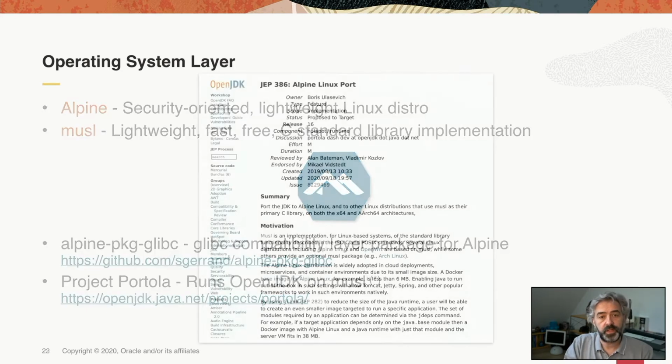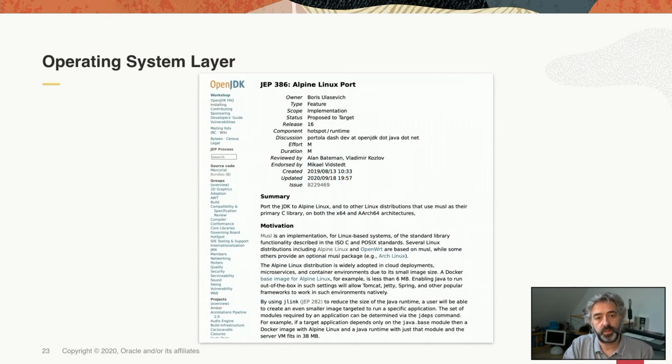The good news is that this is about to change because there's this new JEP, Alpine Linux port. That JEP is targeted for JDK 16, the next release of OpenJDK. Basically, this is about bringing the Alpine port, Project Portola, into mainline. And if that works, that means we'll have Alpine OpenJDK builds that we can use like any other builds.